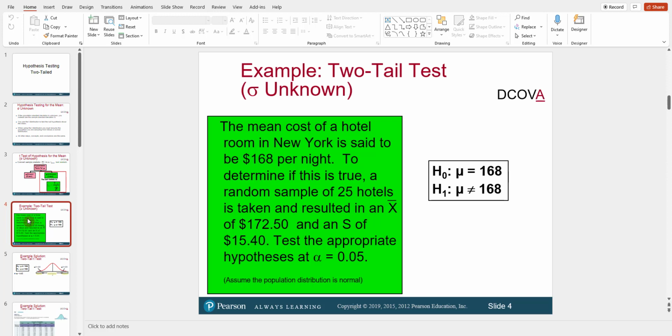So first, let's set up our hypothesis. Our null hypothesis is that the mean price is $168. But we don't know if this is true. We don't know if it's higher or if it's lower. So I'm going to test this and say that it's not equal to $168.